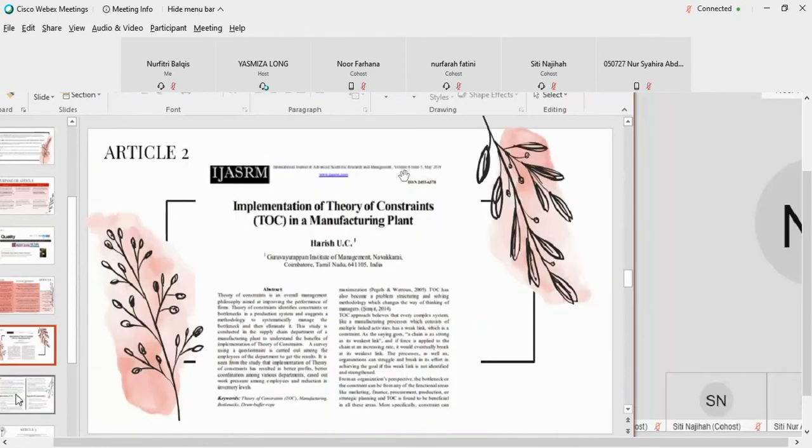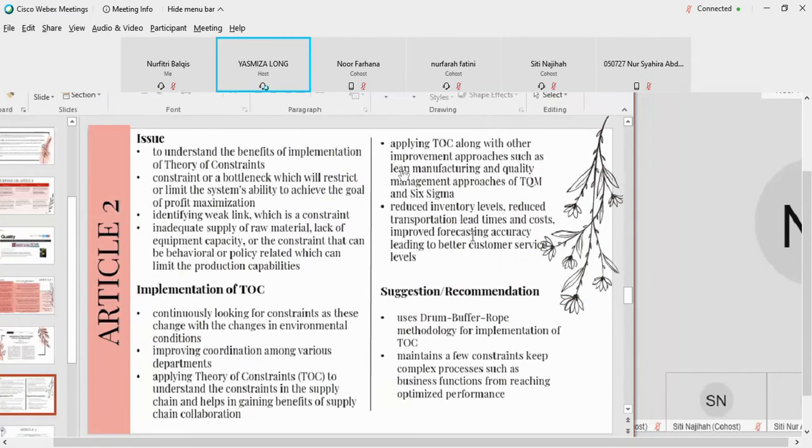Okay, this is article 2 now. So article 2, the issue is the supply chain management of the raw material. They have a lack of equipment capacity, the constraints, and they want to try to implement the theory of constraints, isn't it? And then what they found, we are not sure whether the finding is that it can reduce or not. But this one is just the implementation of TOC only. Is the implementation of TOC the finding of this article?